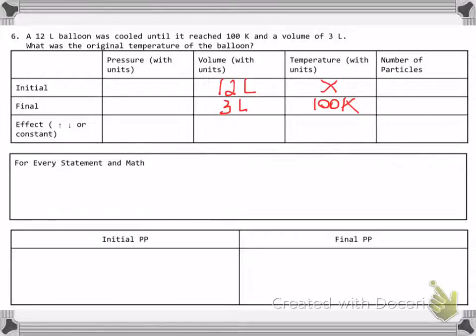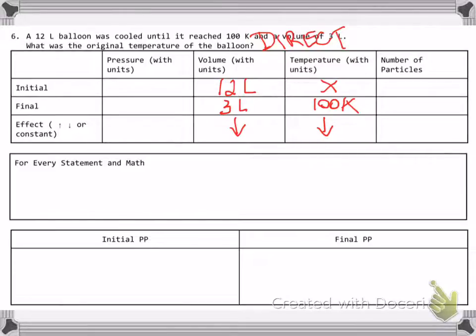Okay, since this is a volume temperature relationship, this is a direct relationship, meaning as one variable increases, the other one will do the same thing and vice versa. So right away I know that volume went down, and since it is a direct relationship, I'm expecting the temperature to go down as well. So that means that your X is actually going to be bigger than 100 Kelvin because the initial volume was bigger than the final volume.